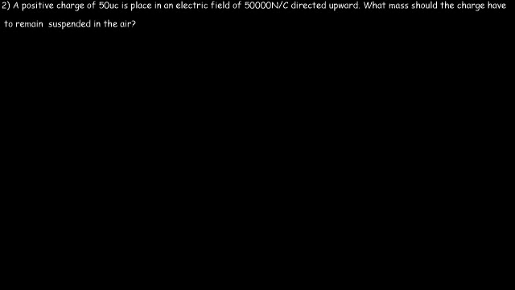Number two, a positive charge of 50 microcoulombs is placed in an electric field of 50,000 Newton per coulomb directed upward. What mass should the charge have to remain suspended in the air? Now, the first question you would like to ask yourself: how can you form an electric field?